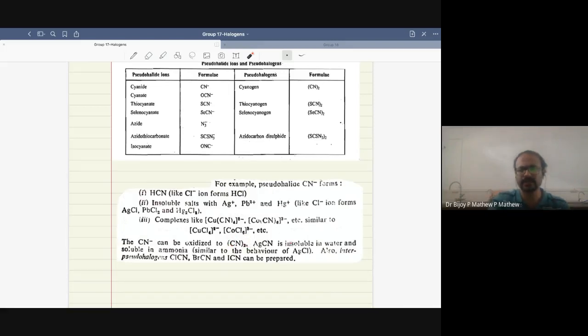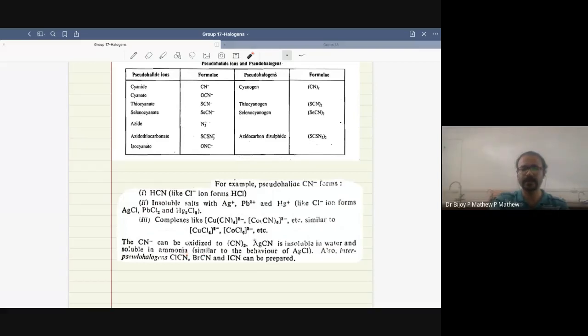Then the salt AgCN is insoluble in water and soluble in ammonia. This is a very similar behavior to what you find in AgCl. AgCl is also insoluble in water, but when you add excess ammonia, it dissolves. It dissolves in excess ammonia because you form a silver complex there, and complex ions are soluble in solution, and that is why they dissolve when you add ammonia to AgCl.